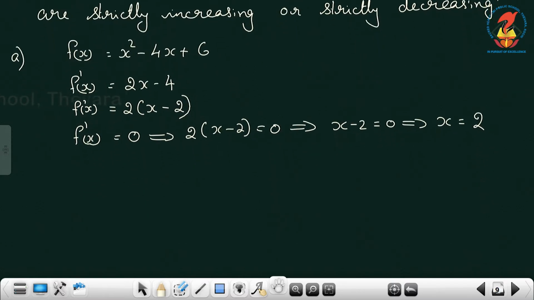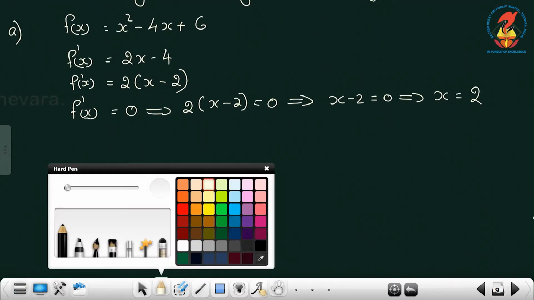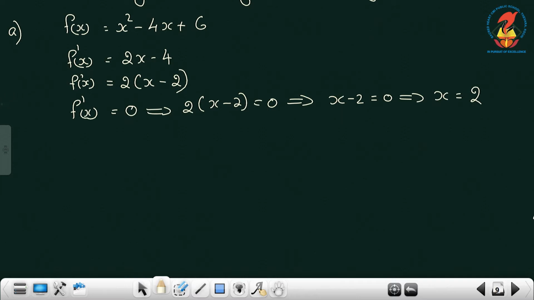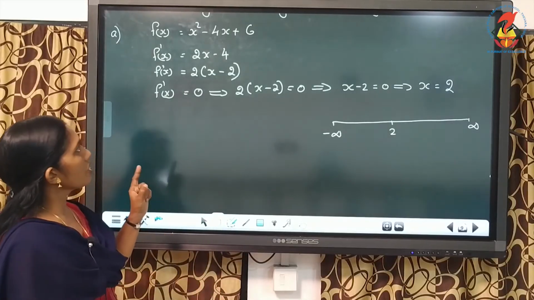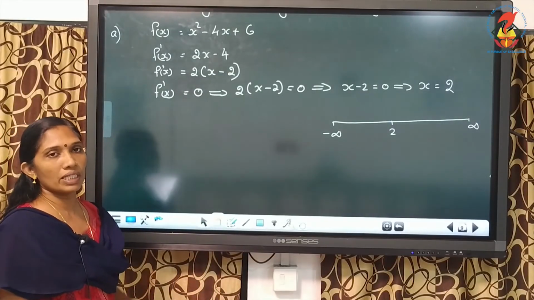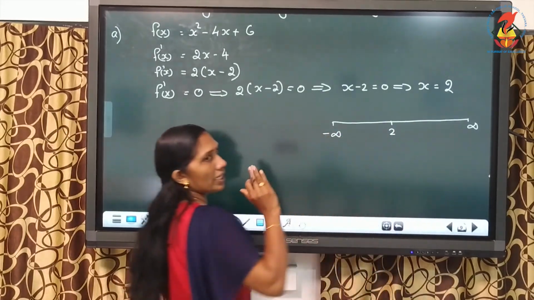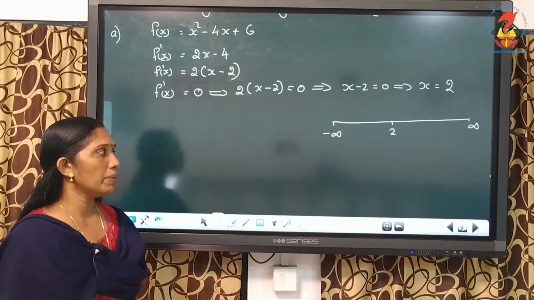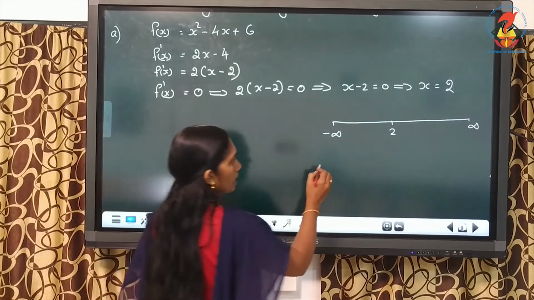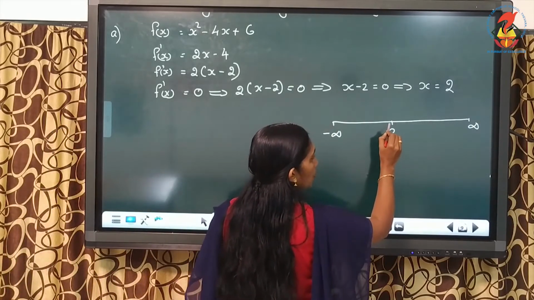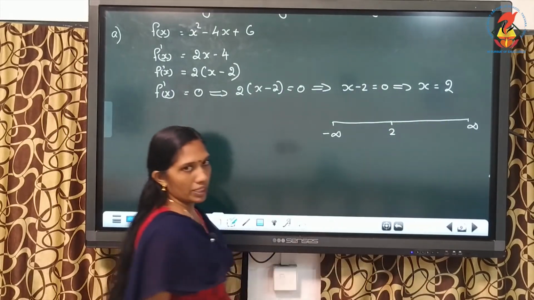What is the domain of the function? x square minus 4x plus 6, domain is R. So mark this 2 on the number line, from minus infinity to infinity. 2 is a point at which the derivative f dash x is 0. Now we mark 2 on this number line, so we get 2 disjoint subintervals, which are minus infinity to 2 and 2 to infinity.